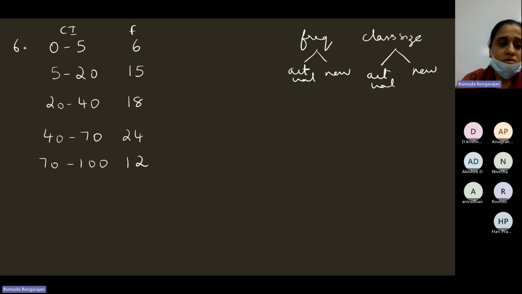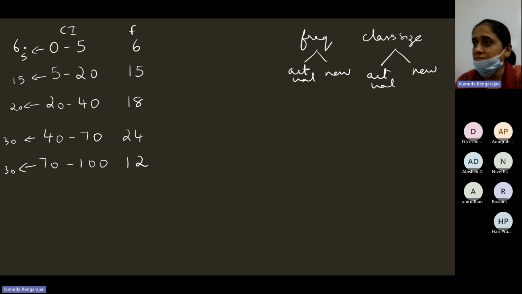Okay. Now there are different sizes, right? So here the size is 5. Here the size is 15. Here the size is 20. You understand how to find the size? And here the size is 30. And what's the size here? 30. Which is the least size? 5. So we'll take that least size as a common size for all. Now see here, the new frequency. What is the least size? 5. We want to keep that as the base size. What is the size here in the first class interval? 5. So the same frequency will come.